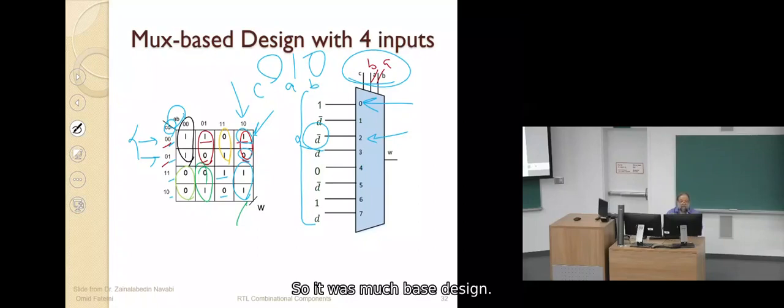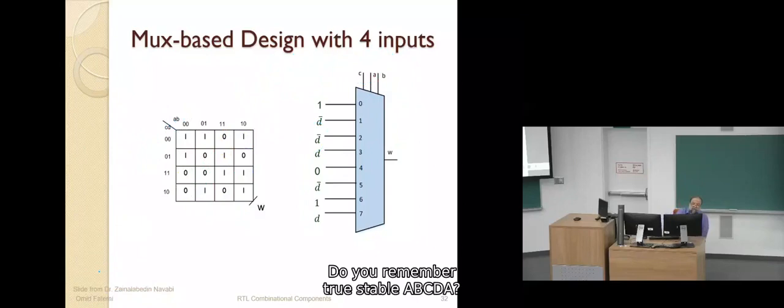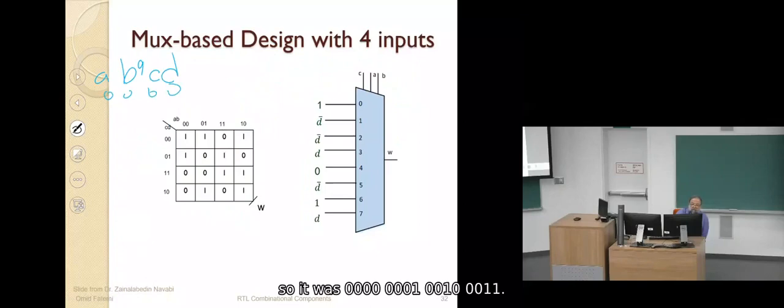Okay, do you want to explain more? You should maybe do some kind of practice. You see here, let me show you. Do you remember the truth table? A, B, C, D: 0000, 0001, 0010, 0011. Yes, we have 16 combinations in the truth table. And A was the most significant one, and D was the least significant one.